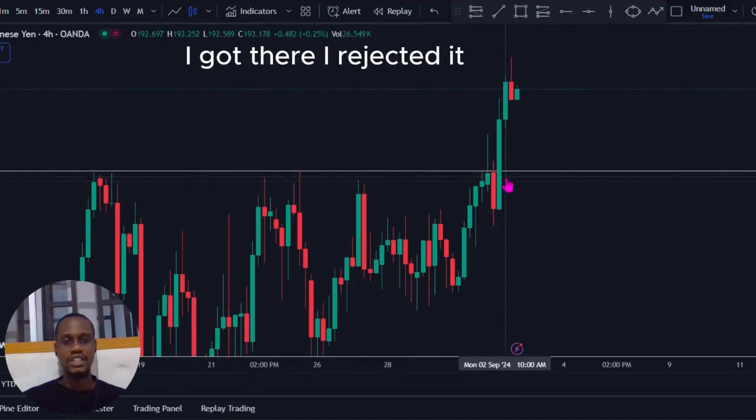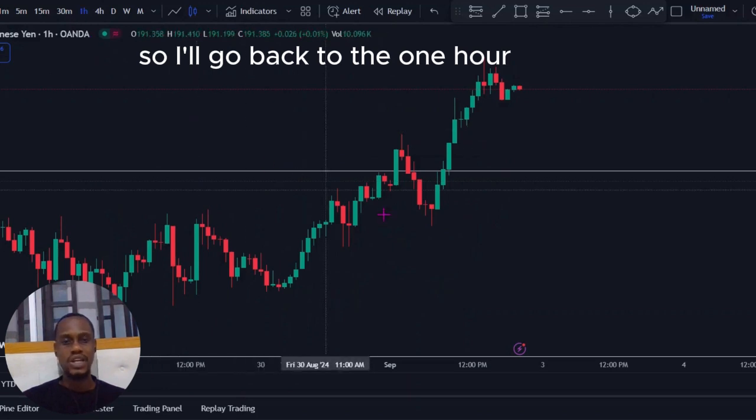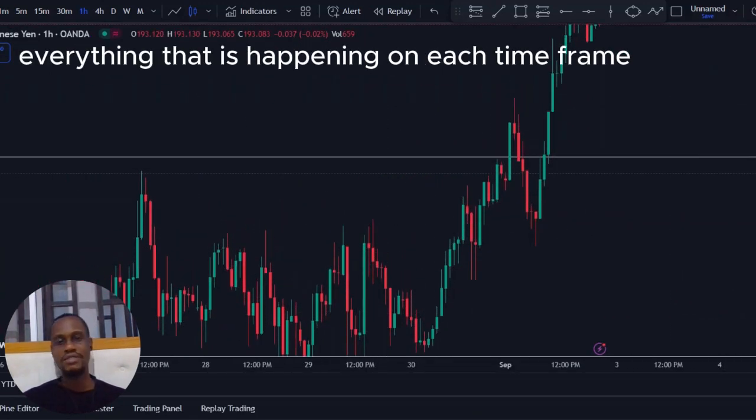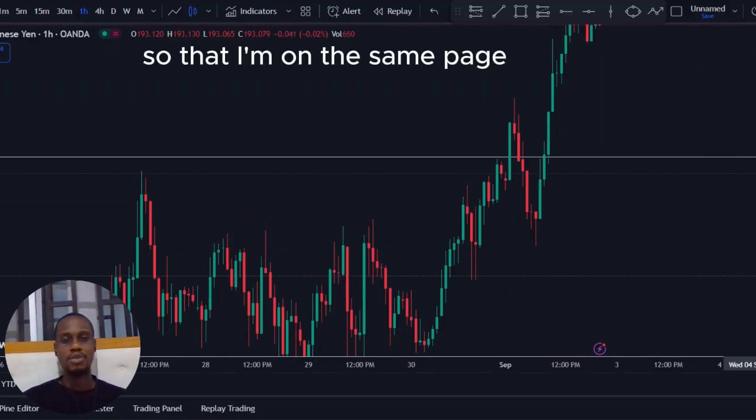I'll be like, okay, this was what happened. I got there, I rejected it, now I'm breaking it again. So I'll go back to the 1 hour, so I make sure that I'm giving meaning to everything that is happening on each time frame. Are you getting me? So that's time frame analysis, so that I'm on the same page.